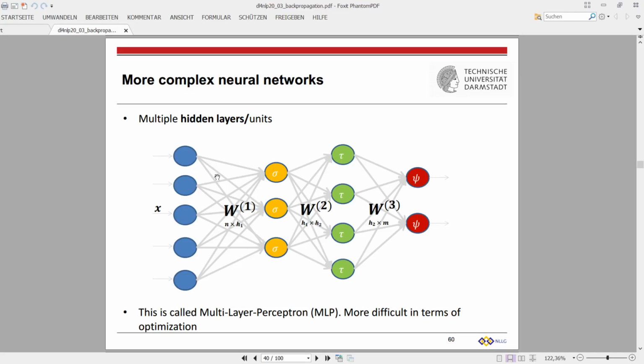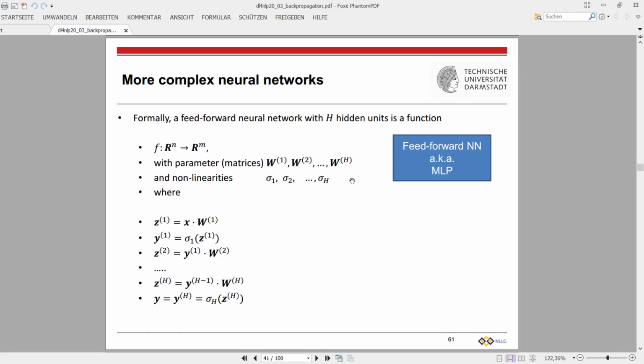Then we go to a multi-layer perceptron where we have multiple hidden layers, and maybe each hidden layer has a different activation function, maybe or maybe not. And then the math behind that is pretty similar. The MLP is a mathematical function that maps from R to the n to R to the m. It has parameter matrices W1 to WH if there are capital H hidden layers. Then we have H weight matrices and maybe H different nonlinearities.